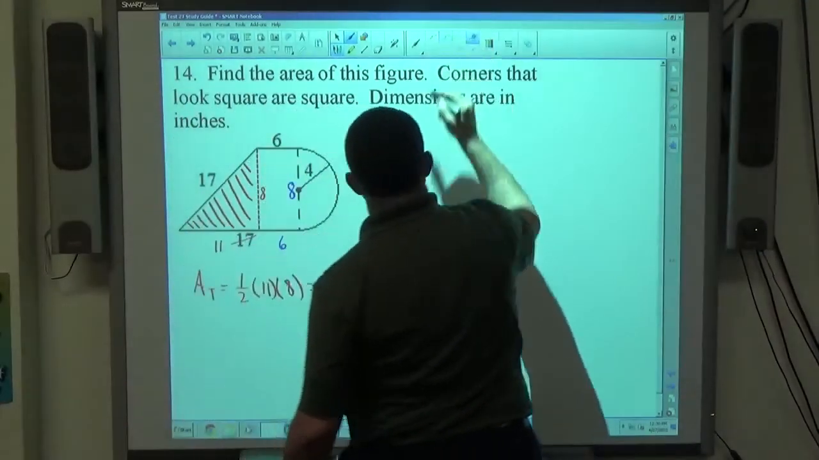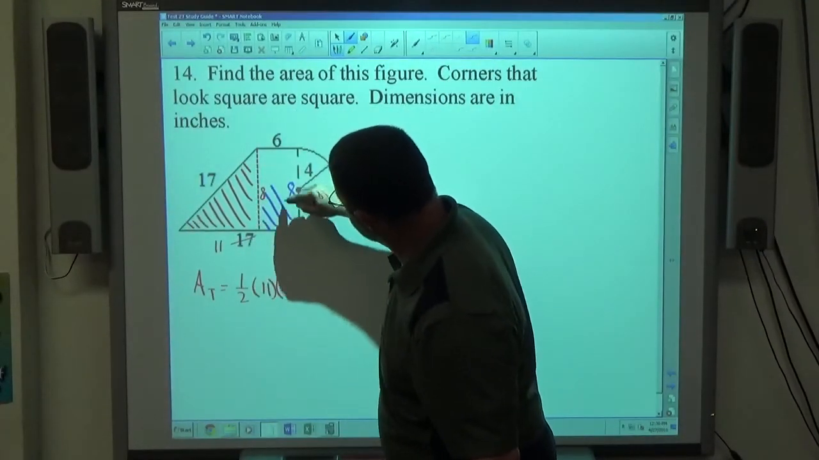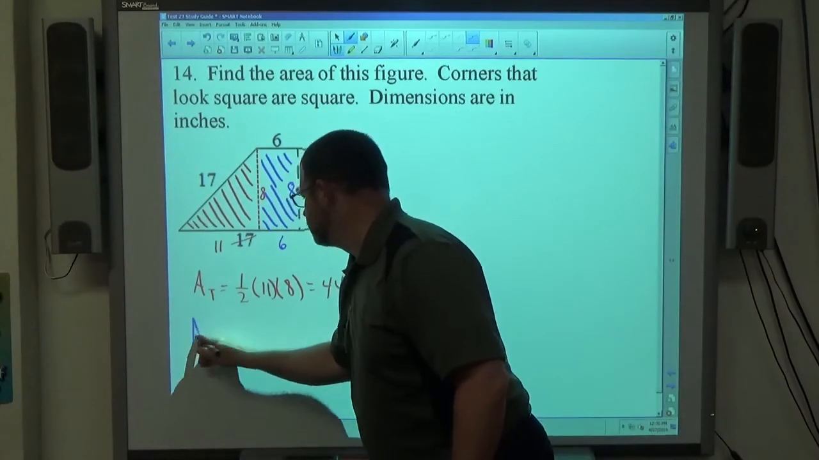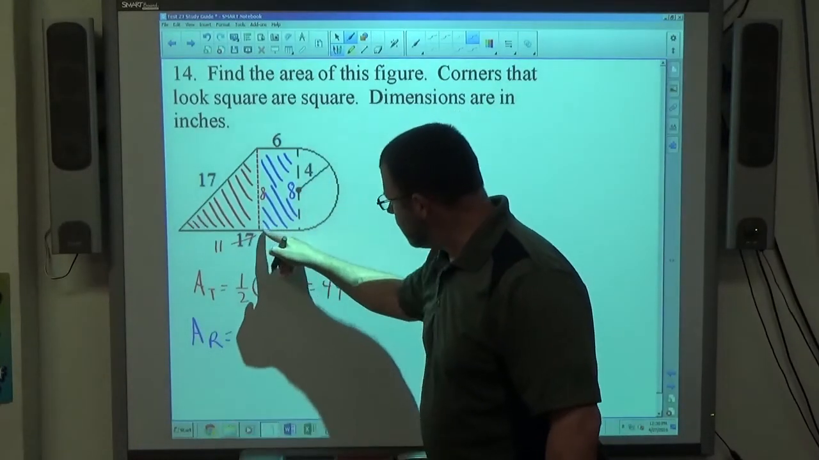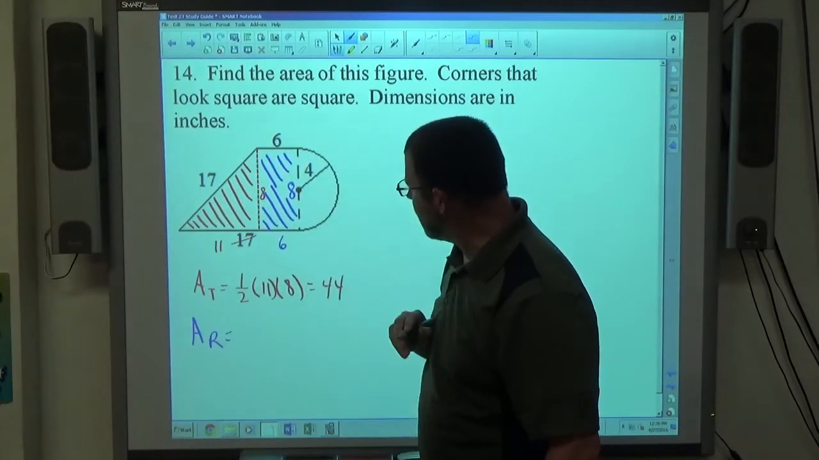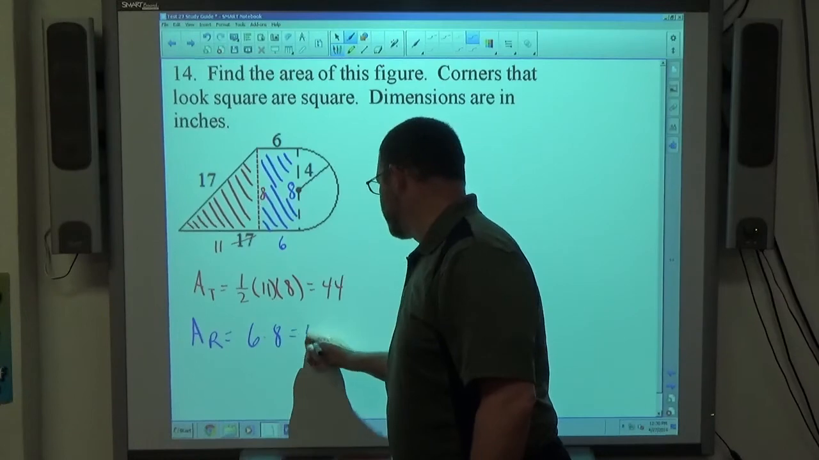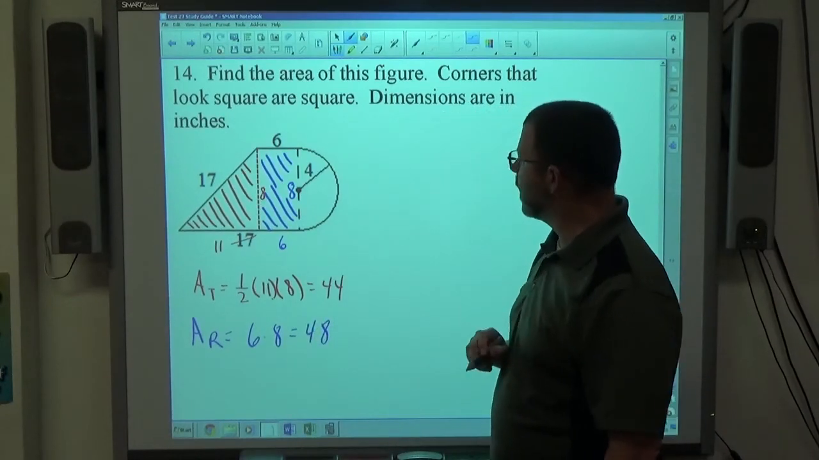Moving on to the rectangle. The rectangle has a width of 6 and a height of 8. Width times height is equal to 48. So that's the area of the rectangle.